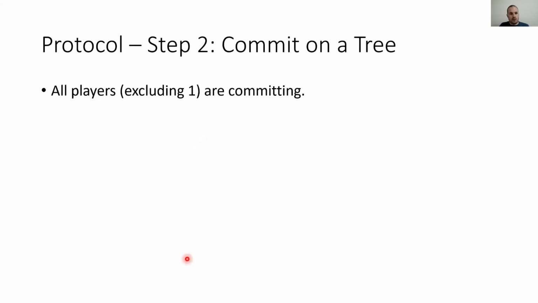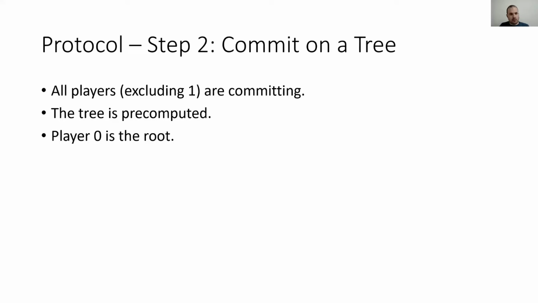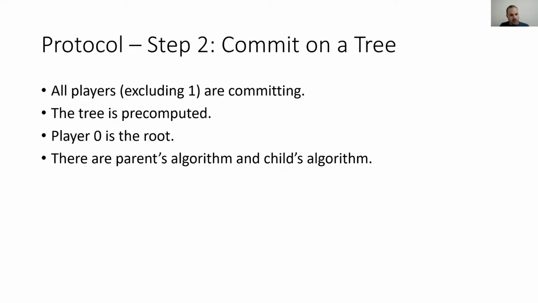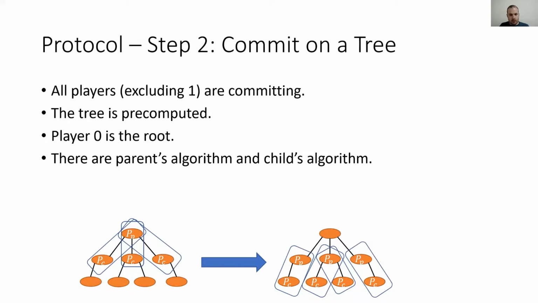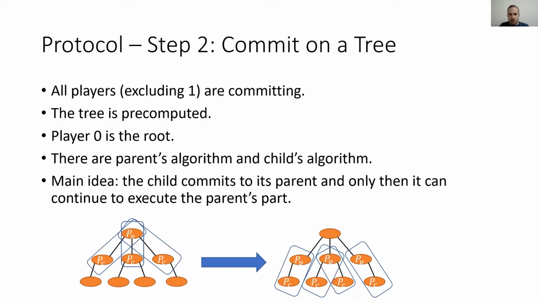The tree consists of all the players, excluding player 1. The tree is pre-computed, and player 0 is the root of this tree. The algorithm is executed by a parent and each of his children. Then the child becomes a parent and he executes with each of his children. The main idea is that only when a child commits to his type, he can become a parent. We will see how it works.